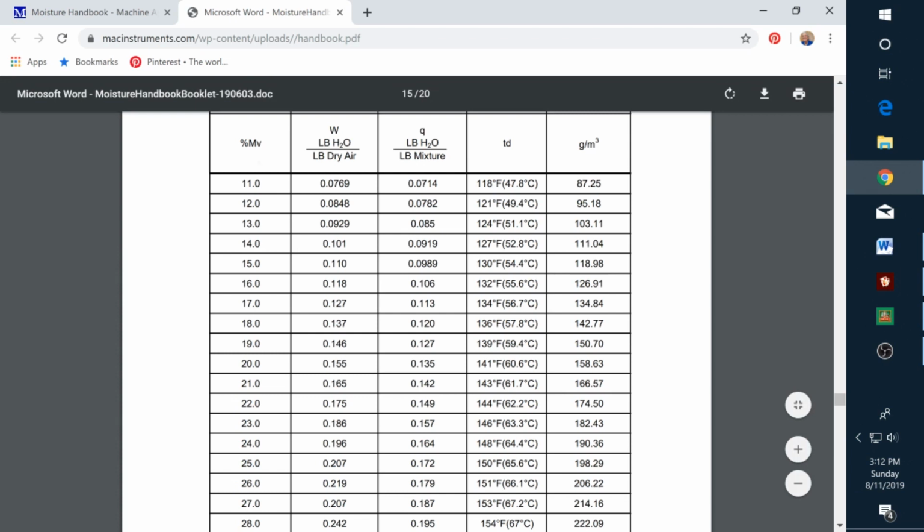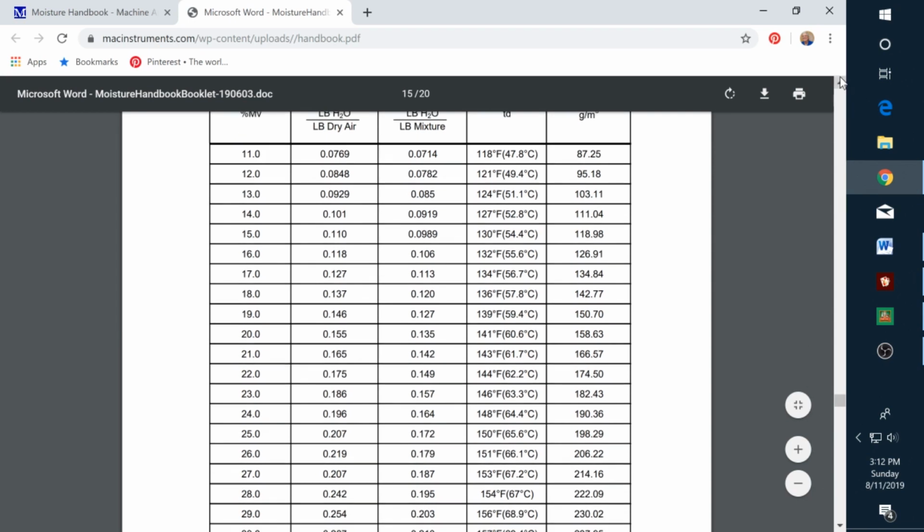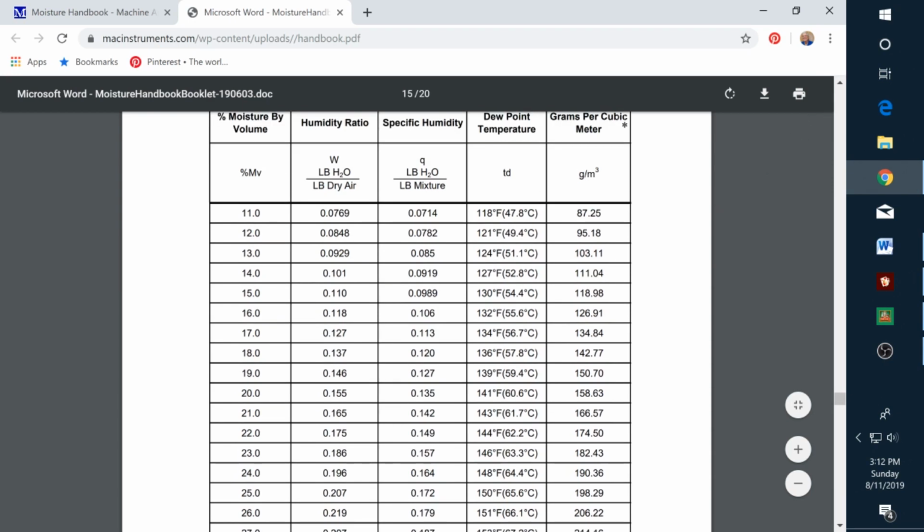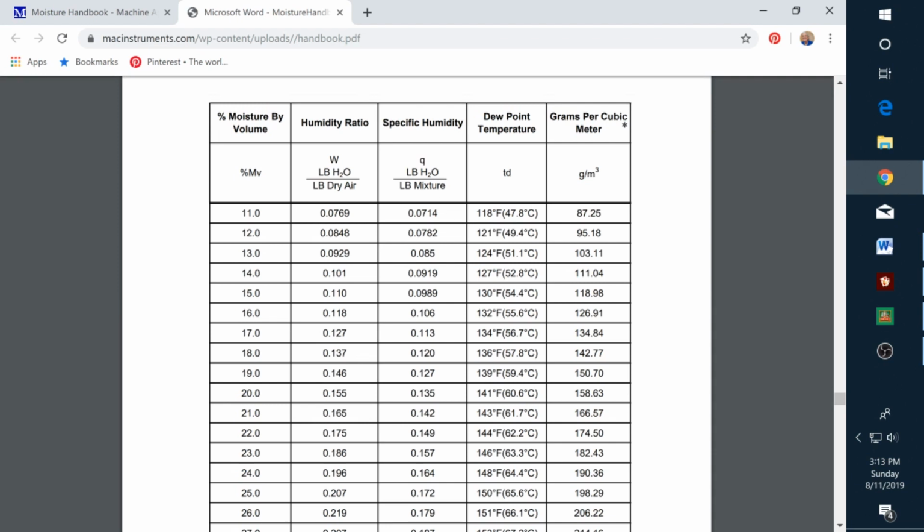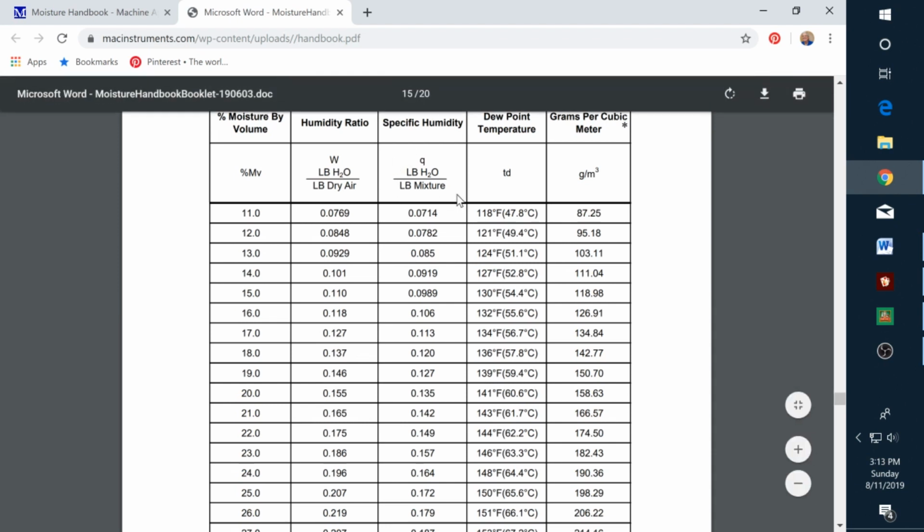Okay, this column here is humidity ratio, which is pounds of water vapor per pound of dry air. And that can be calculated directly from the moisture by volume, and it's shown in the handbook how to do that. And the same here for the specific humidity and the grams per cubic meter.